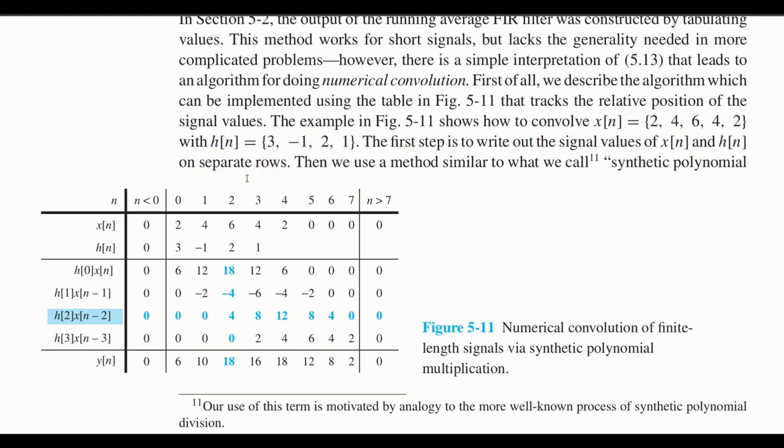Now, to do this, you have to just write out a table. You first write out a table showing and labeling the x of n and the h of n. So you realize that x of n runs from 0 to 4, 6, 2, 4, 2, and h of n runs from 3, minus 1, to positive 1.